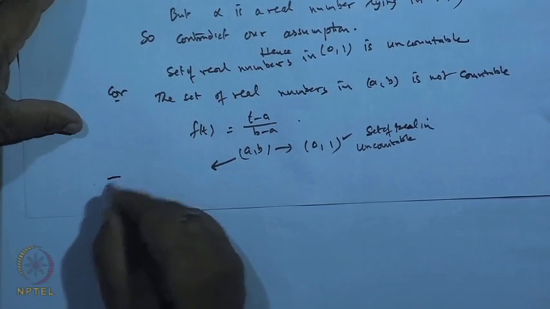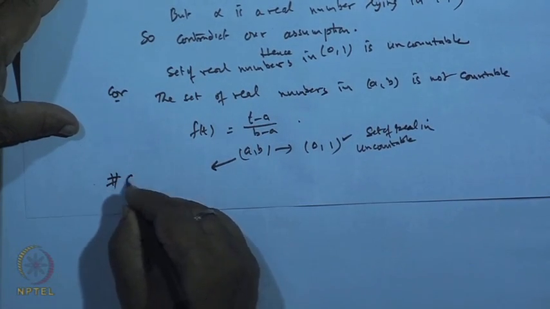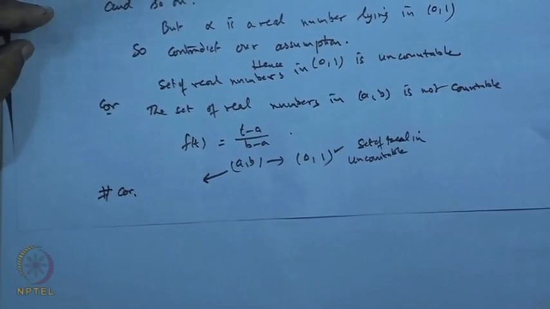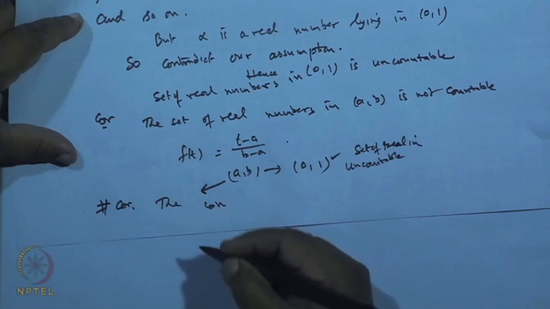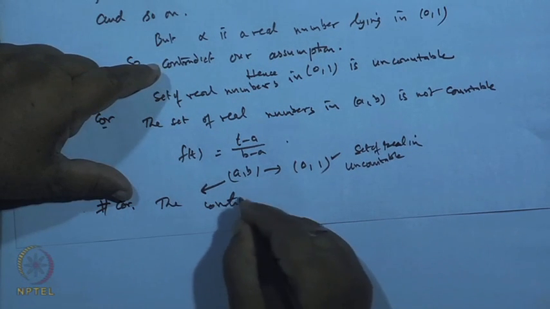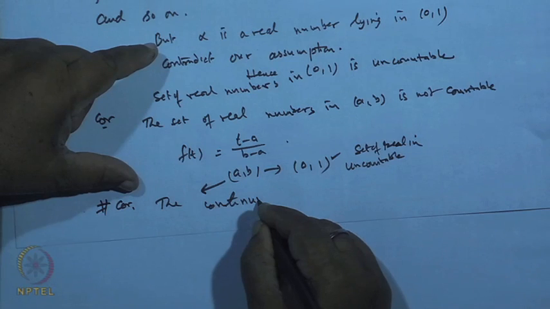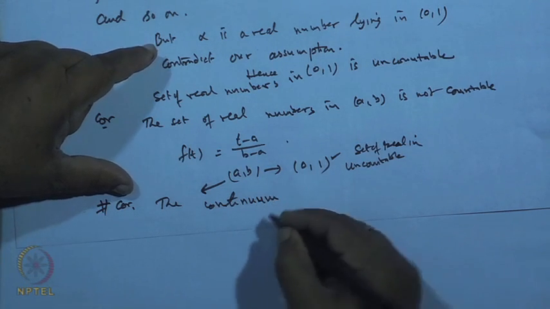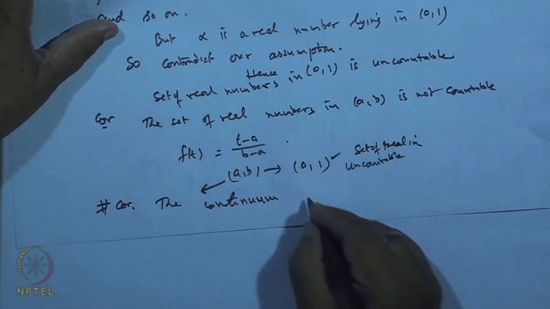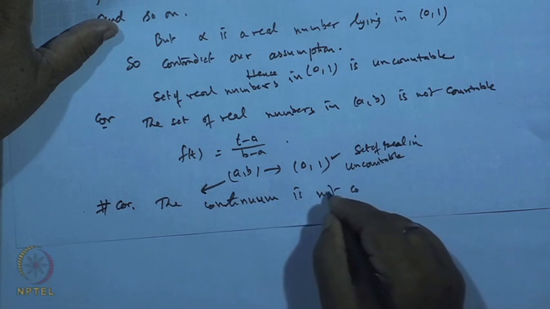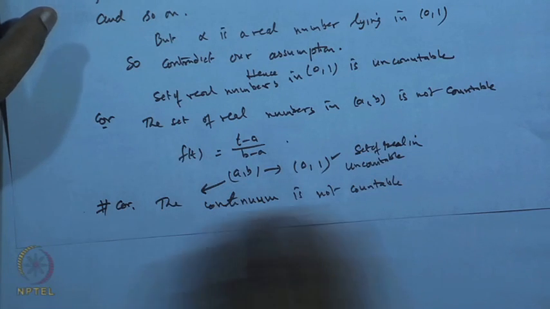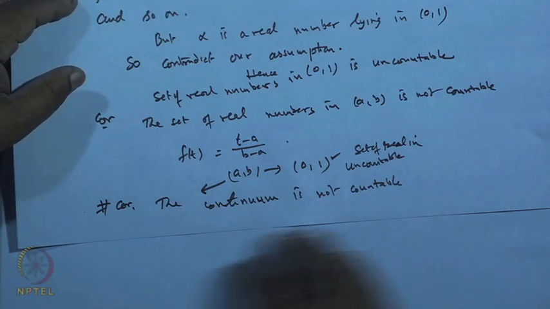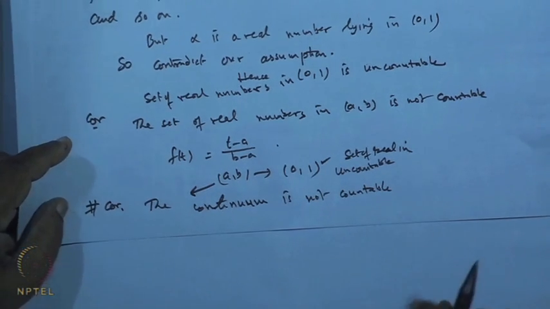And then if we extend it, we get an important result: the continuum is not countable. Continuum means the set of all real numbers over the entire real line is not countable. The entire real line is not countable. That is what it is.